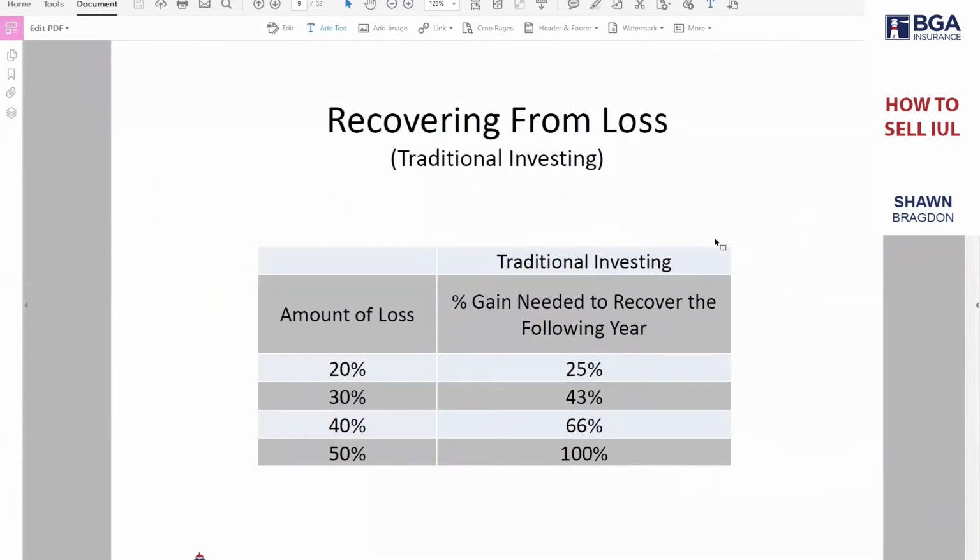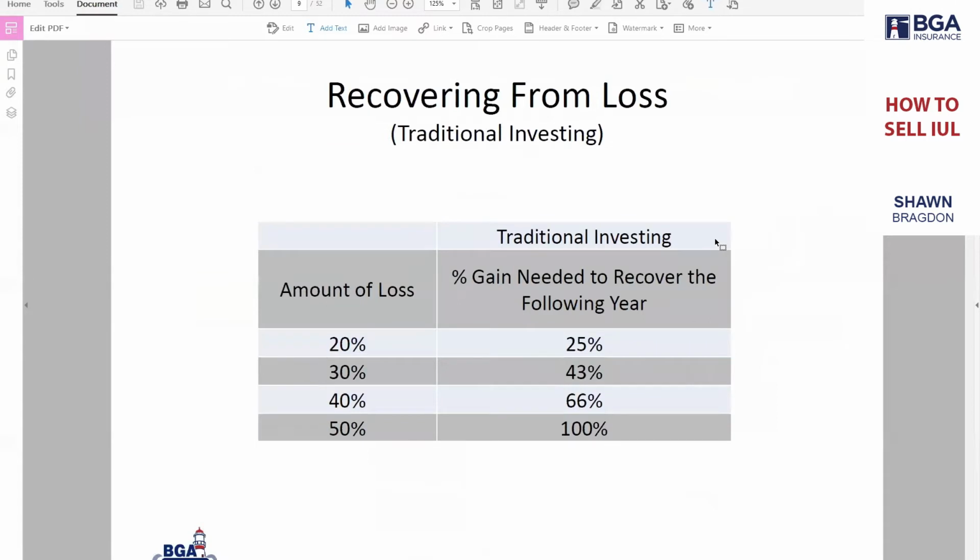I'm sure many of you have seen this type of chart. On a traditional equity investment, something you can lose principal on, if the market drops 30%, you have to get a 43% return the following year just to be at break even.